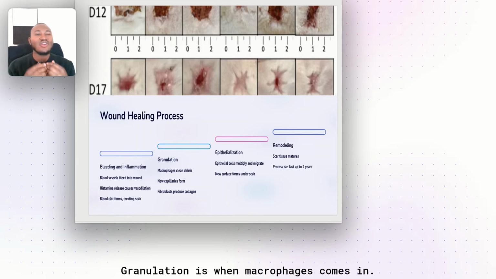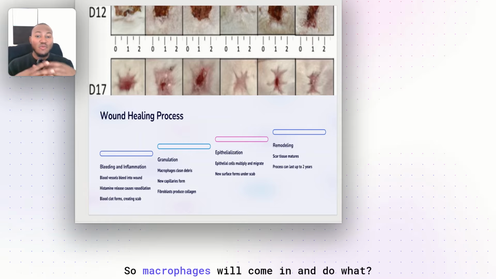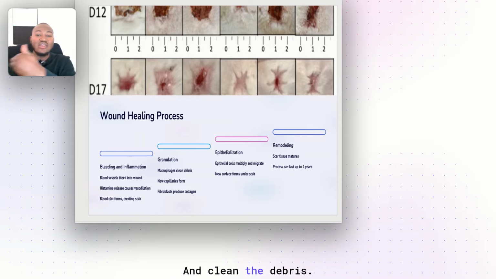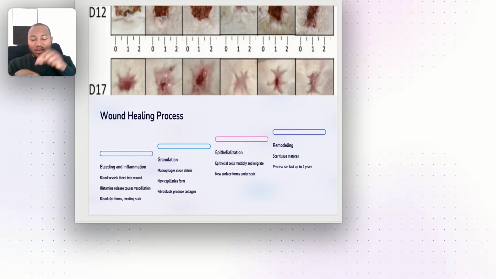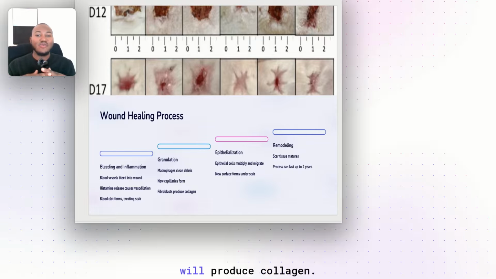What is granulation? Granulation is when macrophages come in. Macrophages are actually mature or differentiated monocytes. So macrophages will come in and do what? They clean the debris. When you cut yourself, debris has already entered inside. So macrophages will clean it up, form new capillaries, and fibroblasts will produce collagen.